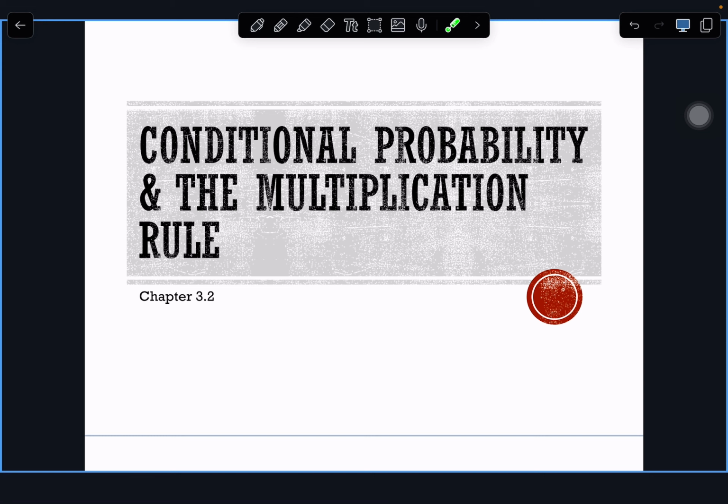And multiplication is, yes, multiply. Just multiply.